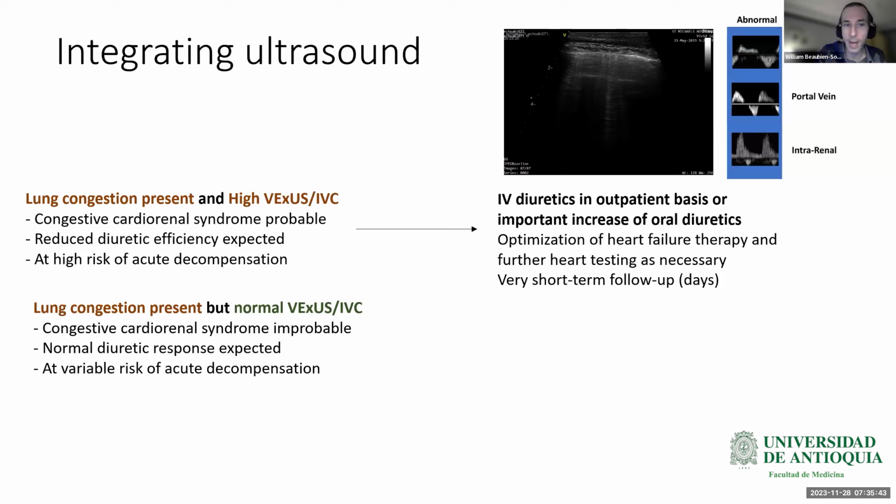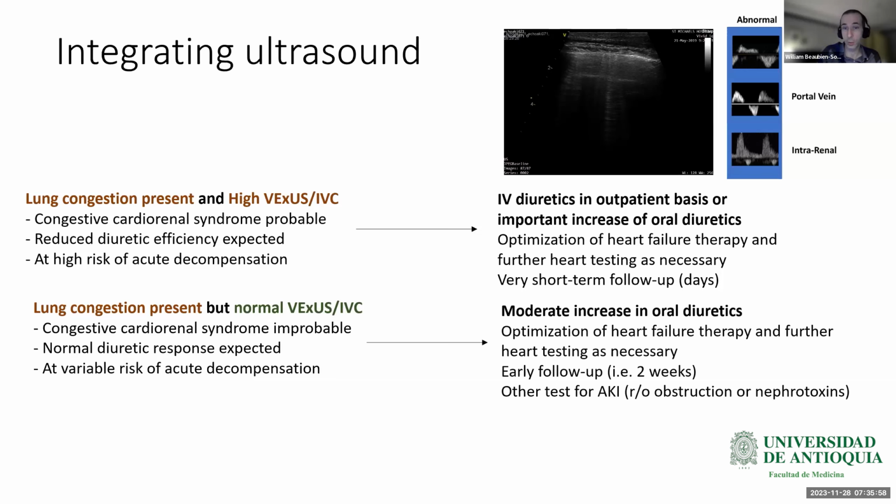In contrast, if we have, for example, lung congestion but a normal VEXUS exam, we can anticipate that if the creatinine rises, it's not because of congestion, and we can expect a normal diuretic response. So then maybe we'll choose to moderately increase oral diuretics, but we will be much more careful, and we will still plan for an early follow-up and test for other causes of AKI, because congestion is probably not the reason why the creatinine is rising.